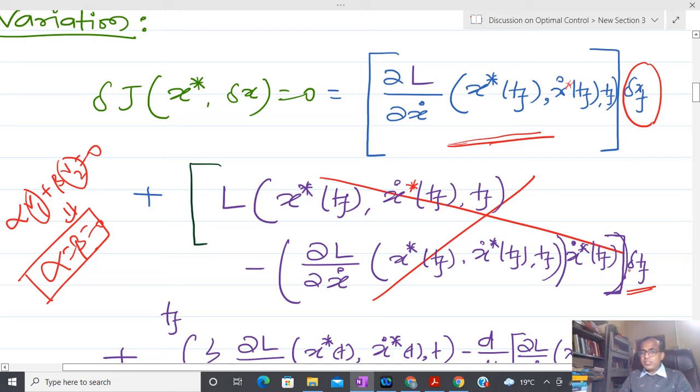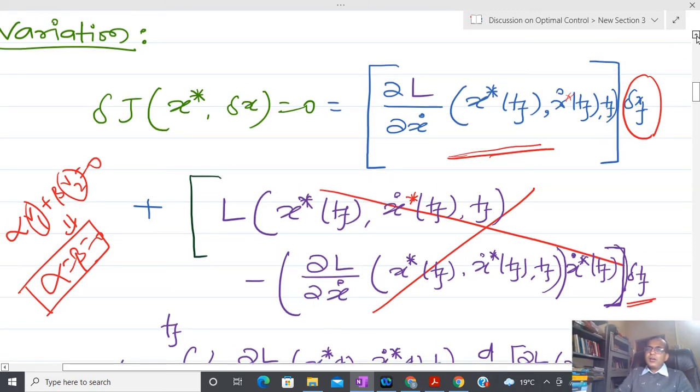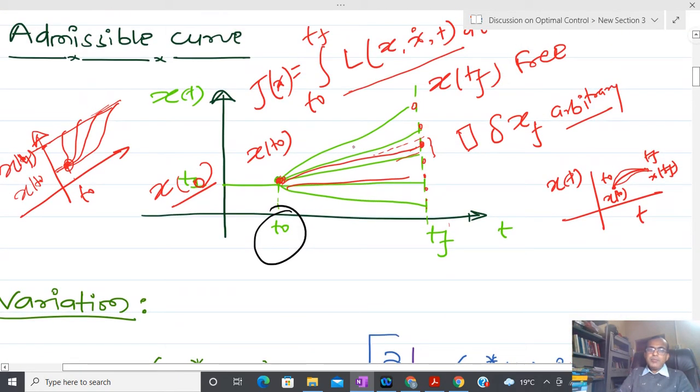So the value would be zero. In this situation, is it fixed or not fixed? So it is fixed. I am asking this question, I am not asking that question. Now I am asking this question. So what do you think? Here tf is fixed. Here x(tf) is fixed, tf can vary, and due to that reason delta tf is non-zero.